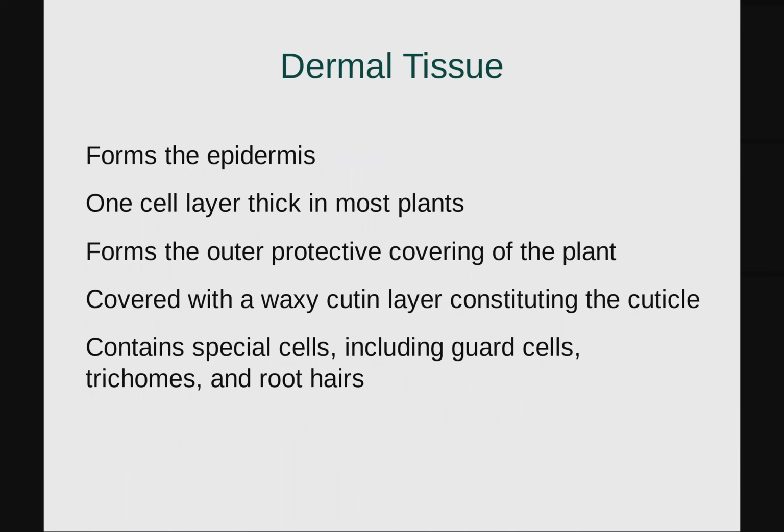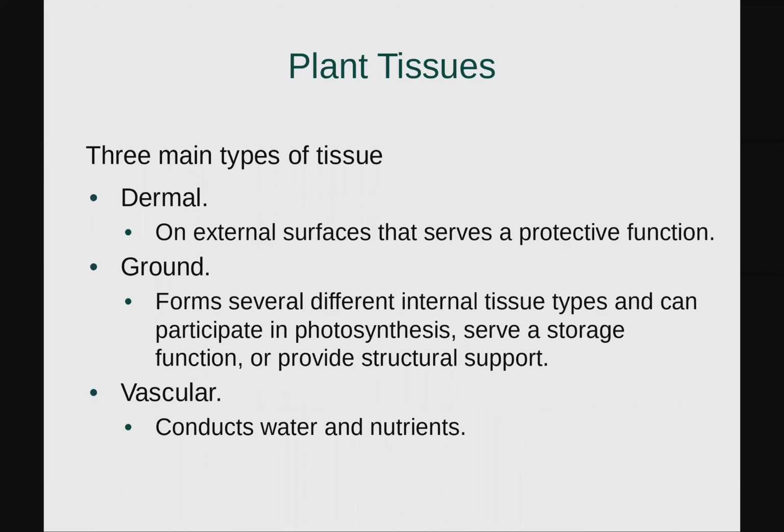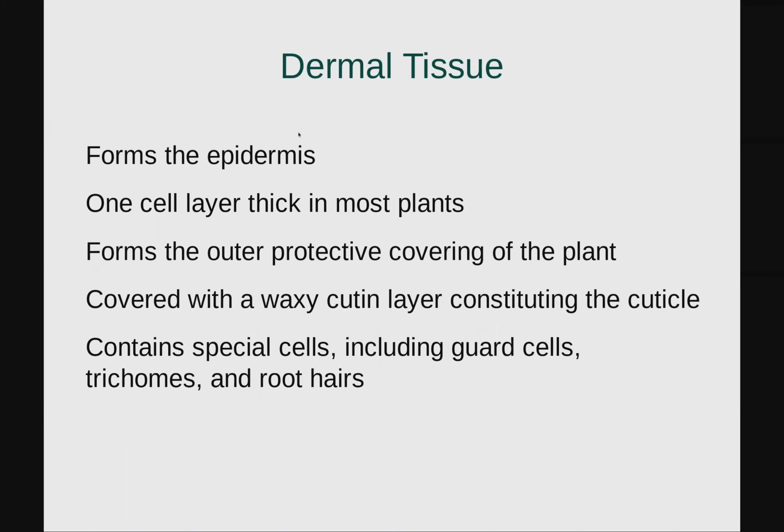Next up, we have the dermal tissue. Sorry, let me take a step back. We're going to dive first into the dermal tissue, which forms, as we mentioned, the epidermis. It's one cell layer thick in most plants, but it can be slightly thicker in others. It does form the outer protective covering of the plant, and it is covered with a waxy cutin layer consisting of what we call the cuticle. And it's not cuticle as in what you see on your nails or whatever. It's just a nice waxy outer layer.